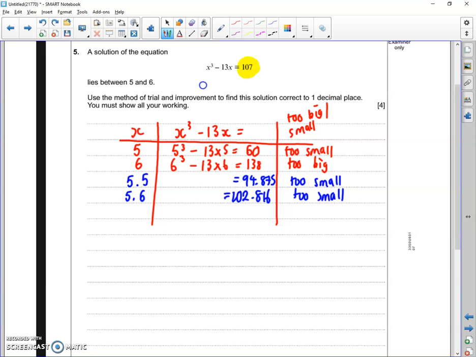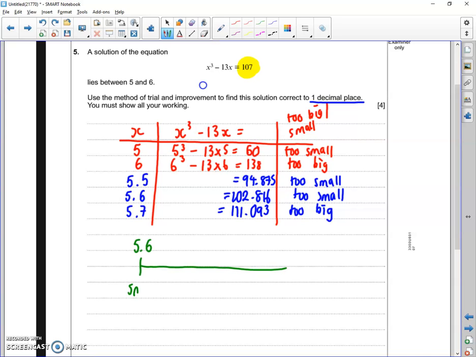Because of the cube, the numbers are going to get bigger quickly. You don't need to make a massive change to x to get a big change out for your answer. 5.7, that comes out as 111.093, which is too big. Okay, so we know our answer is between 5.6 and 5.7. We've just got to pick which one of those is correct. We are only working to one decimal place, so it's either 5.6 or 5.7. To decide that, you need to go halfway between them.